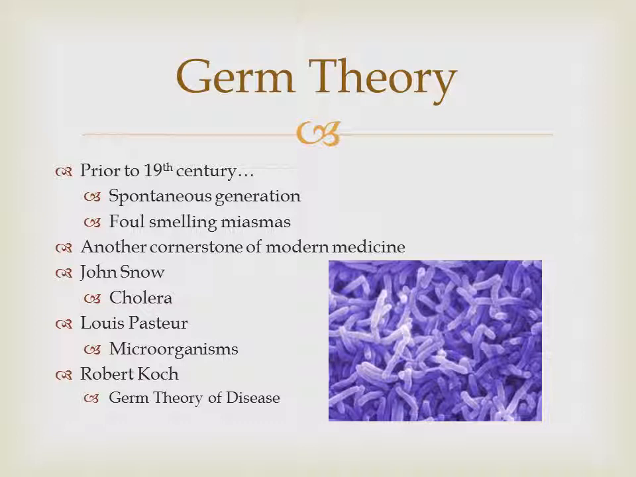There were 3 major names in the germ theory, which were John Snow, Louis Pasteur, and Robert Koch. John Snow focused on cholera, Louis Pasteur focused on microorganisms, and Robert Koch focused on the germ theory of disease. I will continue to go more in depth in the following slides.